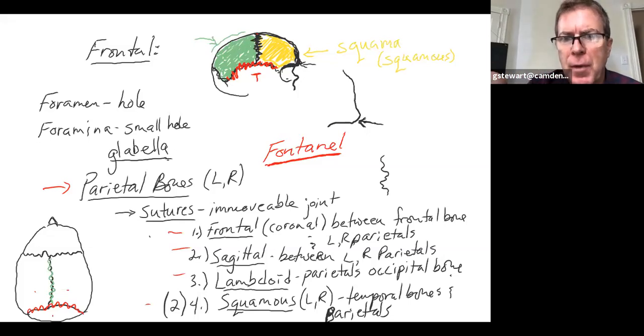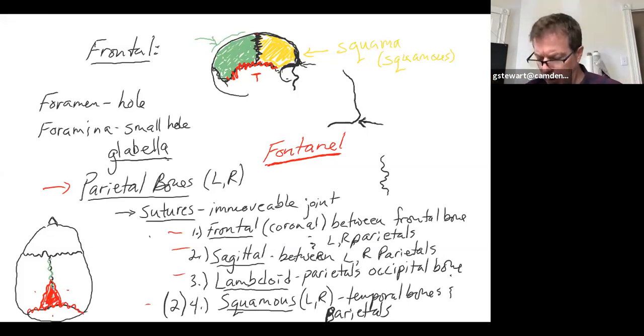This section back here on a baby's head between the posterior side of the sagittal and the lambdoid tends to stay open longer than the other fontanelles. All right, let's move on. So we've done parietals. I'm going to see if there's anything else. Let's go to the occipital bone.